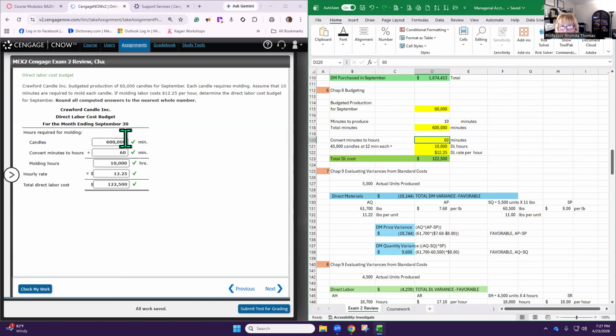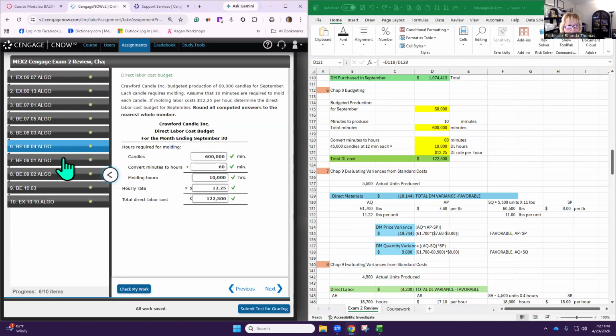We're gonna divide 600,000 by 60 minutes to get the number of hours that we are estimating, okay? And we pay $12.25 an hour, okay? So that means that our total direct labor cost is 122,500. Okay, we're done with chapter 8.